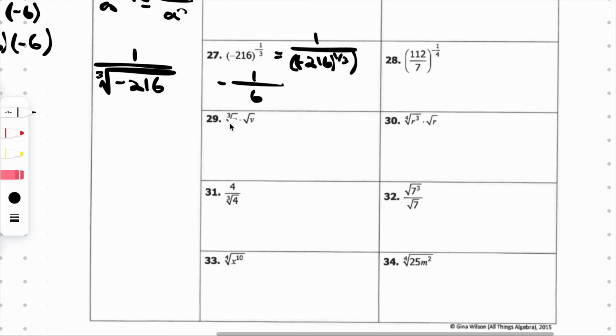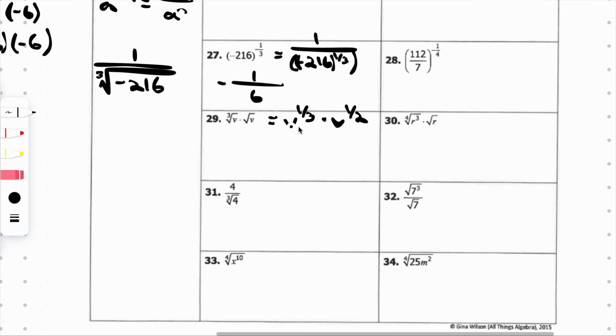Okay, so in this case we have a third root. We're taking the third root of v and multiplying it by the square root of v. So I'm going to rewrite this in exponential form. This is equal to v to the 1/3 power, right? We make that index 3 the denominator of our exponent, and we multiply that by v to the 1/2 power, right? We have an invisible 2, and so we make that index the denominator of our exponent.